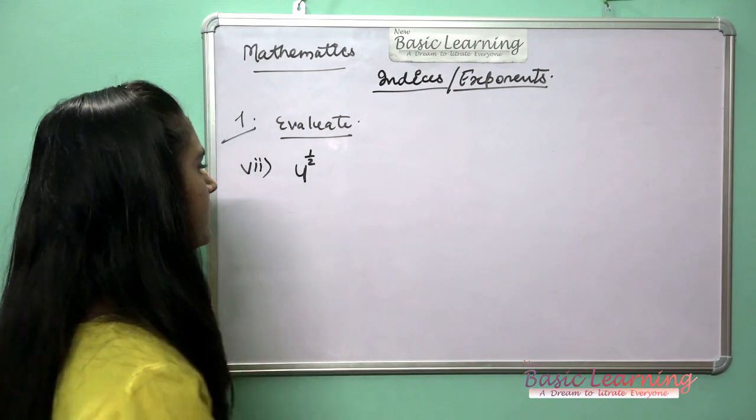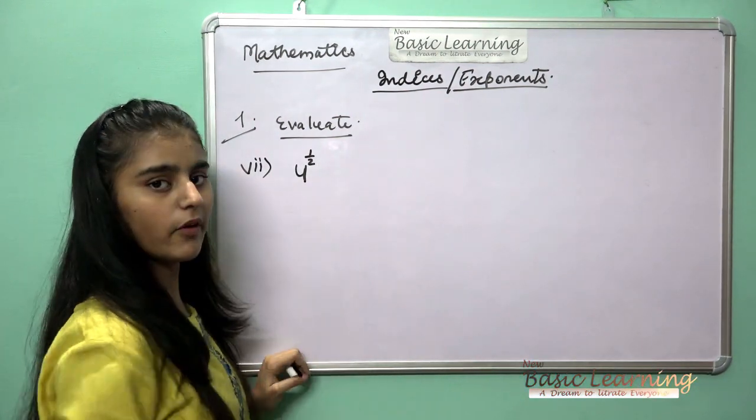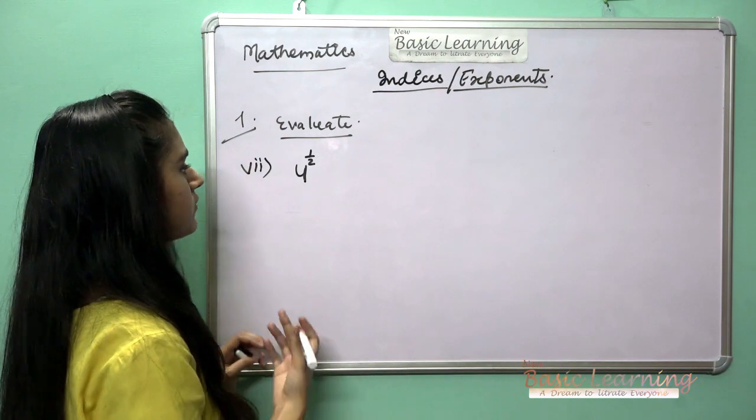Now the next question is given that 4 to the power 1 upon 2. So how will you be solving this?